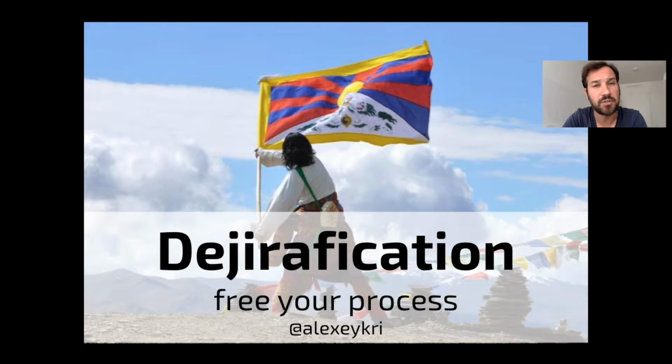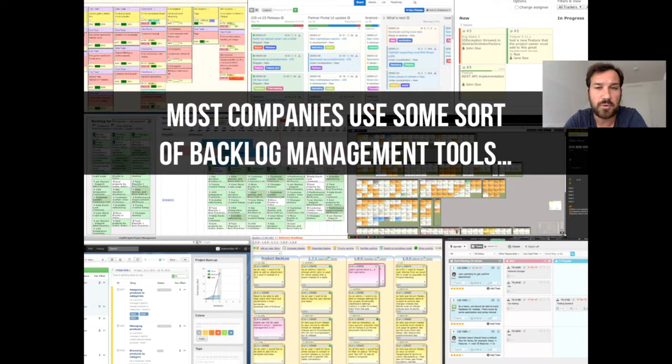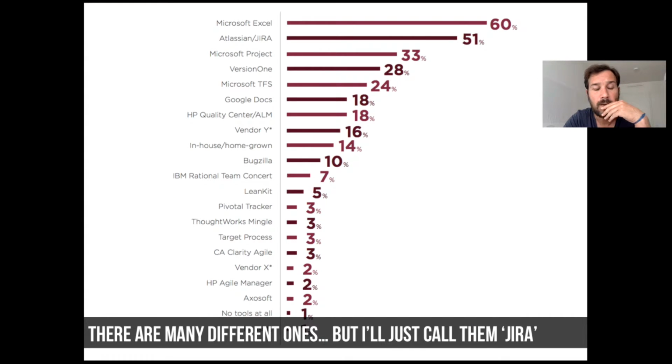So, dejurification, a three-year process. What's that? Well, whichever company I see these days, and I see quite a lot of companies a year, we use different kinds of backlog management tools. They come in different forms, different shades, different colors, but in the end they serve the same purpose. Help us to manage the backlogs, right? Help us to manage the inventories.